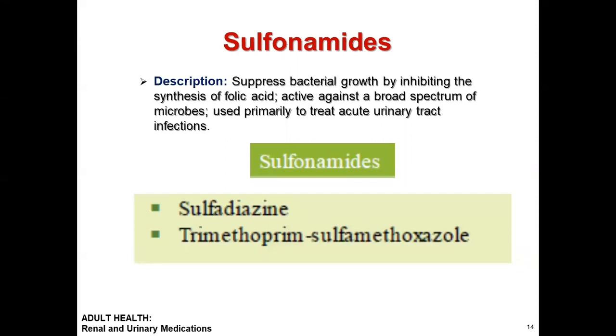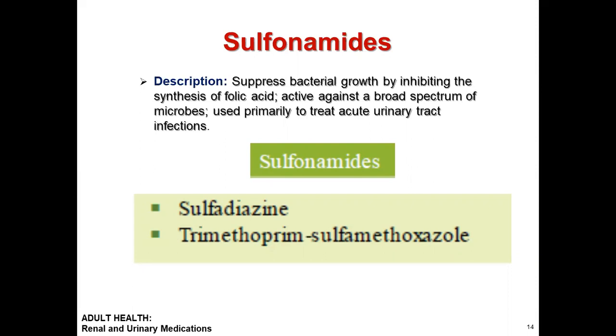They inhibit or suppress bacterial growth by inhibiting the synthesis of folic acid, an important component of bacterial wall formation. For sulfonamides, there are 2 groups of drugs. One is called sulfadiazine, or trimethoprim sulfamethoxazole. This antimicrobial medication we use for severe urinary tract infection.